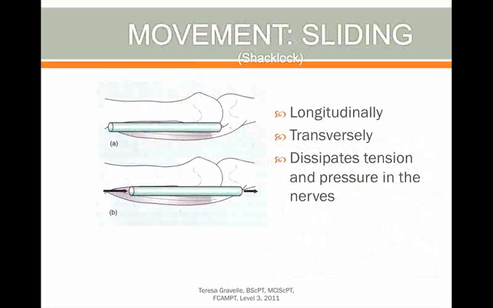The second of the primary mechanical events of the nervous system is the movement of the neural structures relative to their adjacent tissue. This is also referred to as sliding. There are different types of sliding. You've got longitudinal sliding and transverse sliding. The function of sliding is to dissipate tension and pressure in the nerves. What can happen is, if the tension point is in the middle of the nerve, you get sliding of the nerve from its proximal and distal ends towards that site of tension. And this is very protective for the nerve.